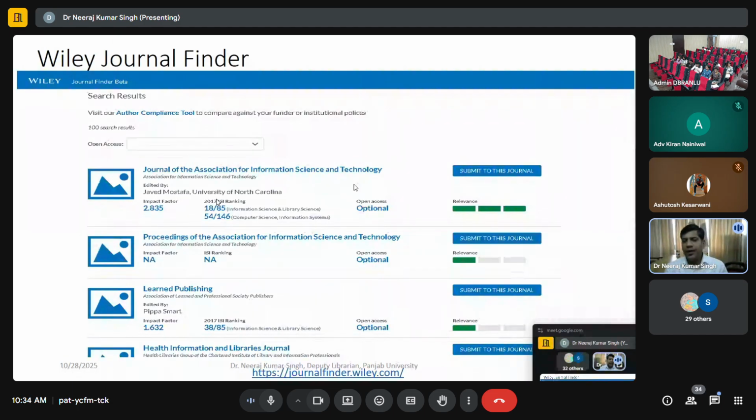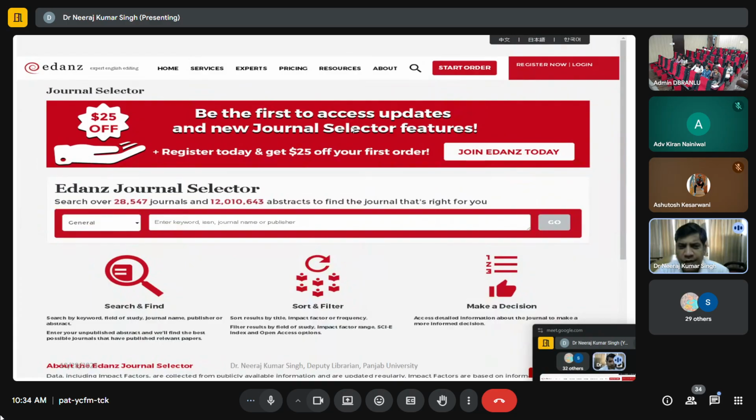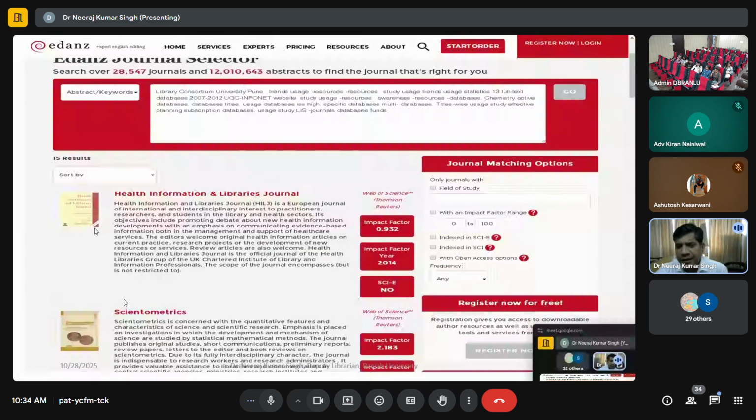So now I can make a note. Okay, Elsevier does not have enough journals. Now there is one journal of Wiley where the chances of acceptance are high. But again, you can explore some other publishers' platforms like Springer Journal Suggester. The same thing you can do with Edanz. So all these publishers' platforms are very, very helpful for researchers, where you can explore all these platforms and write down the top 5 or top 10 journals, like the same article has a very high possibility if I submit it to this journal.